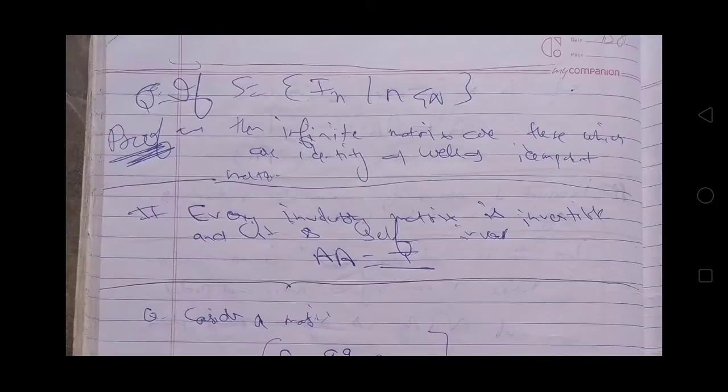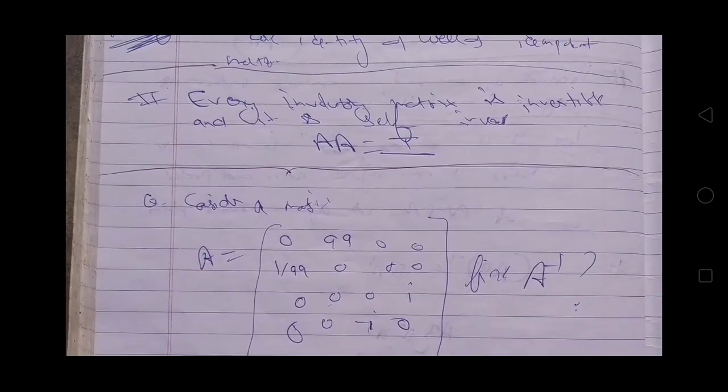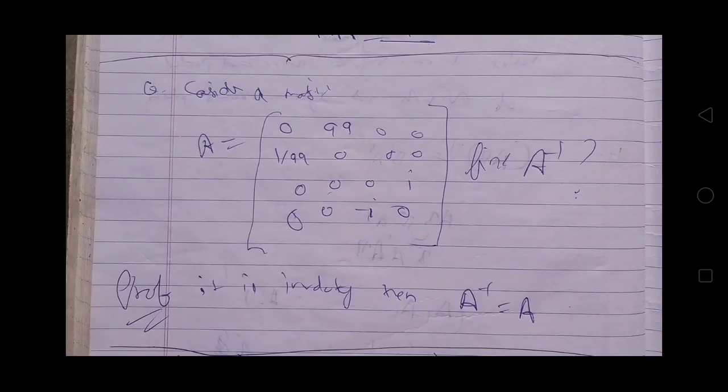Consider this set of identity matrices of order n where n belongs to natural numbers. So how many idempotent matrices does this set contain? You can clearly say n belongs to natural numbers, so the answer is infinite matrices which are identity as well as idempotent matrices. Now see this note. Every involutory matrix is invertible and it is self-inverse because A into A is equal to identity matrix. So consider this matrix in which entries have been placed like this. You can clearly see that this is an involutory matrix. So it is self-inverse. So the inverse will be the matrix itself.